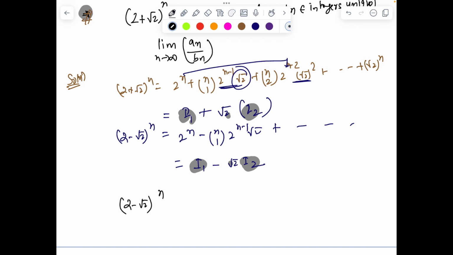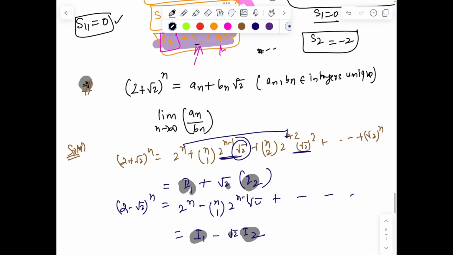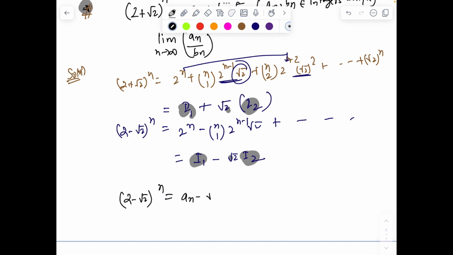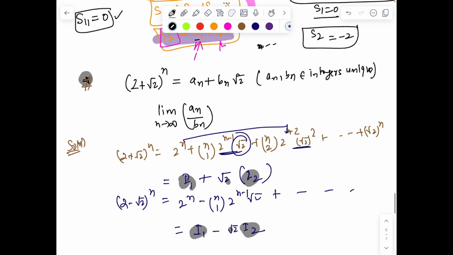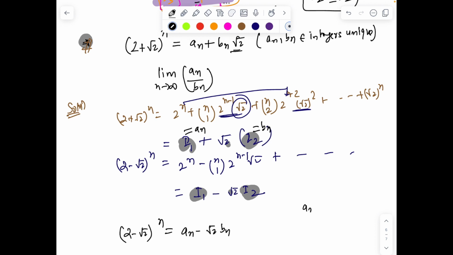यहाँ से मिला जो 2 माइनस रूट 2 का पावर n, can be written directly as an minus root 2 bn, because here I1 is an and I2 is bn. I can compare because root 2 was irrational. Okay, because an minus I1 plus root 2 times bn minus I2 equals 0.